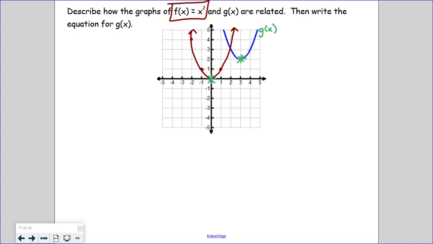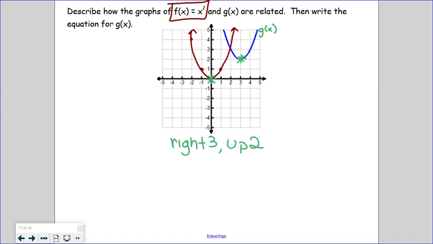Okay, so answering the question, this is where I start, this is where I end, did I move right or left? Right. How far? 3. So we move right 3. Then I look for the up or down. Did we move up or down? Yes. Which way? Up. How far? 2. That's answering how, describe how they are related.